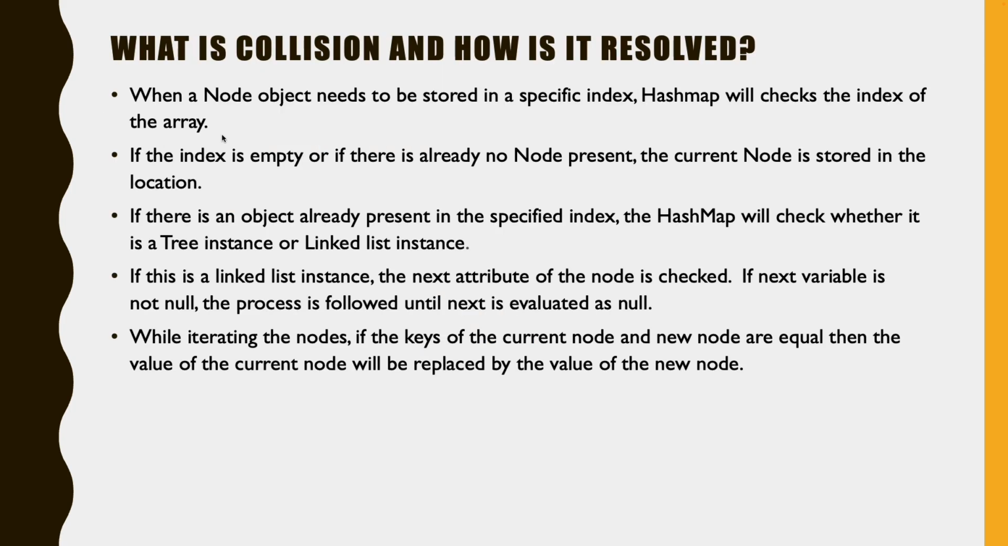Let's discuss this theory now. When a node object needs to be stored in a specific index, HashMap will check the index of the array. If the index is empty, then the current node is stored in that location.